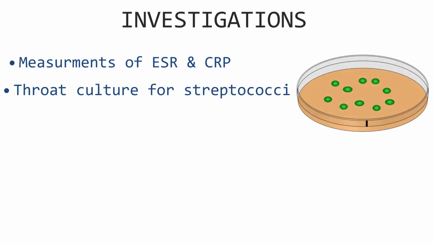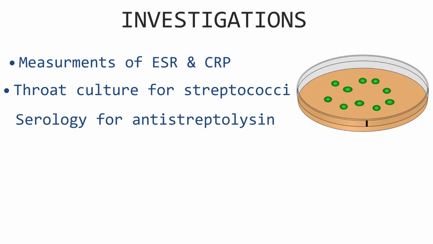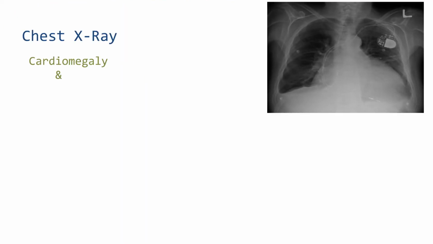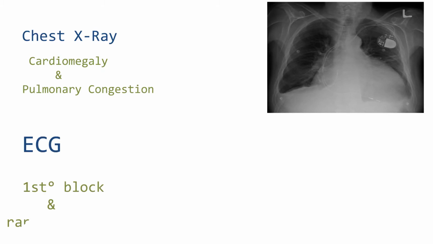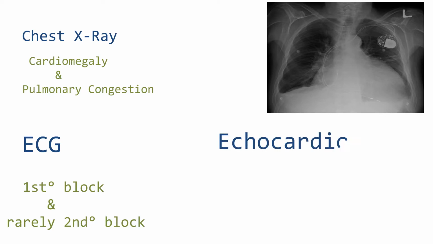For investigations, measurement of ESR and C-reactive protein is useful. Throat culture should be taken for presence of streptococci. Serology for anti-streptolysin O should be performed. Chest X-ray to see cardiomegaly and pulmonary congestion. ECG to see first and rarely second-degree AV block. Echocardiography should be carried out to watch different heart conditions such as mitral regurgitation, aortic regurgitation, and pericardial effusion.